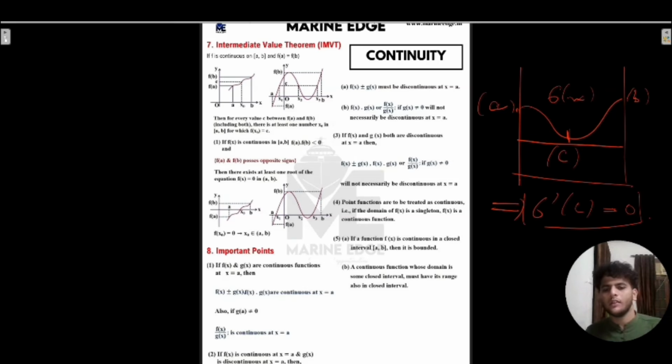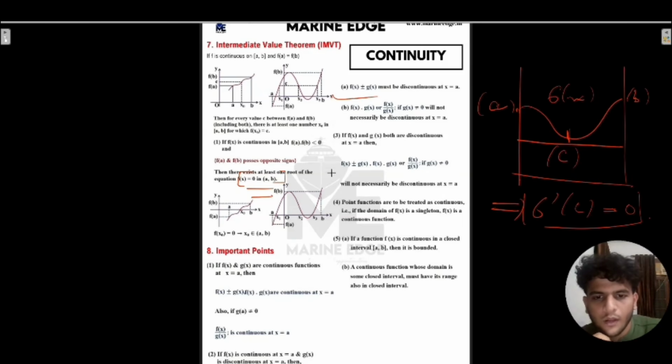But up till here you can just understand that there is at least one root. One root means what? This is the place where the derivative will be 0, which is also mentioned here, that is f'(x) = 0 in (a, b). Yes, the important points: f(x) and g(x) are continuous functions. This is what we have already studied, so we won't study it again.